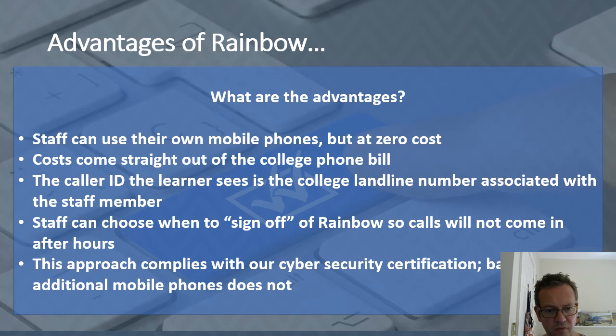So I hope you can see from this brief overview of why we're doing the Rainbow change, how it works and what's in it for you, that without issuing additional physical mobile phones, using a clever piece of software and some things that happen in the server room behind the scenes, you get all the advantages of having an additional phone. It solves all the problems with caller IDs.